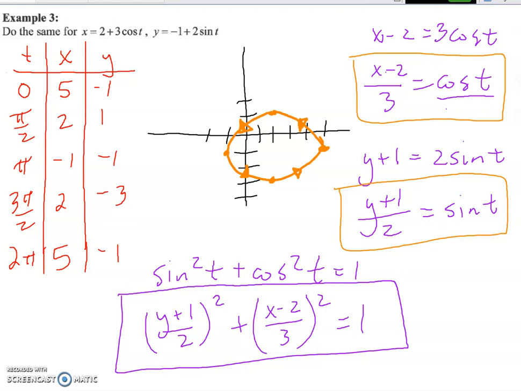You could go about doing the arc cosine and arc sine and plugging one into the other. It's technically correct, it's just a much longer process.